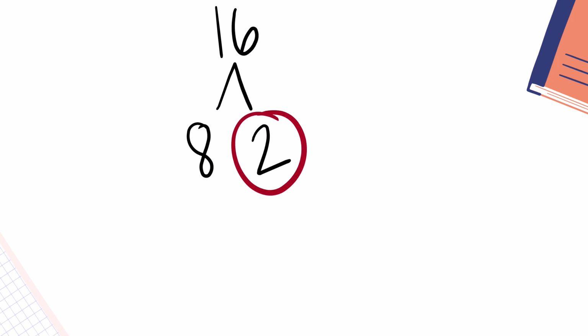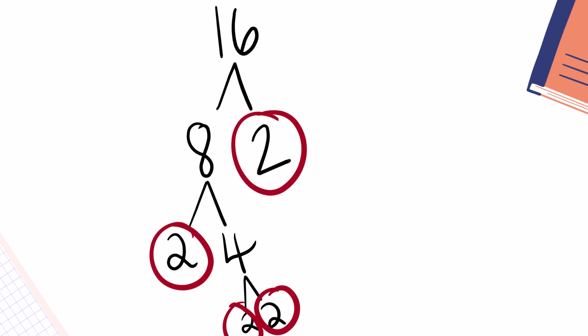And then for 16, I broke 16 up into 8 times 2. You could do 4 times 4. That would be fine. And then 2 is prime. I'm going to go ahead and split 8 up into 2 times 4. 2 is prime. I'm going to break 4 down even further into 2 times 2. So there's my prime factors. So I can rewrite 16 as 2 to the 4th.